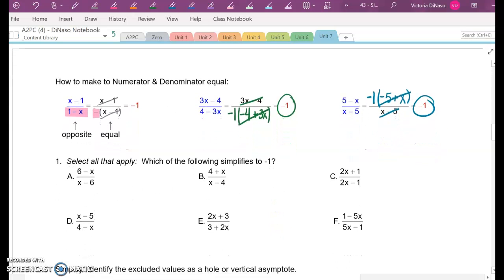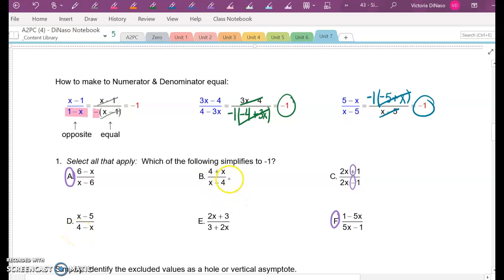So which of the following simplifies to negative 1? The only ones that are going to simplify to negative 1 are if they are opposites of one another. And that would be letters A and F. In letter C, these are opposites, but the 2x is positive in both. In letter E, they're exactly the same, so the order doesn't matter. They're positive and positive. Letter D, there's a 5 in the numerator and a 4 in the denominator. So those are not opposites.